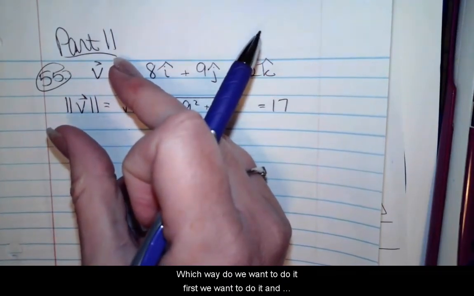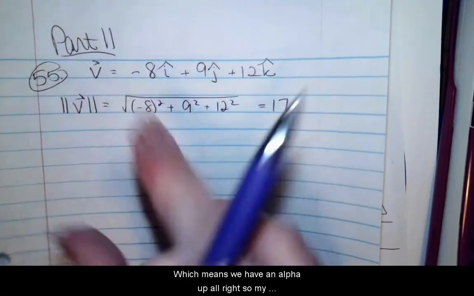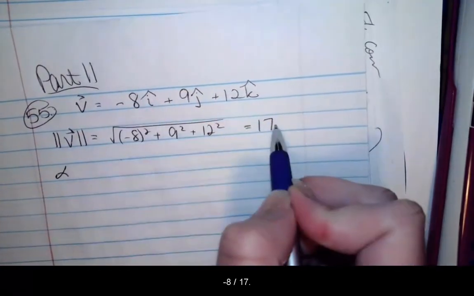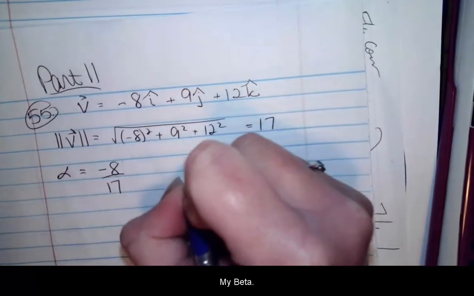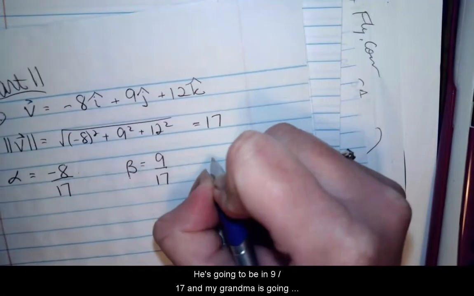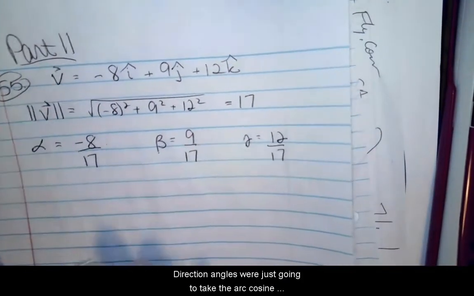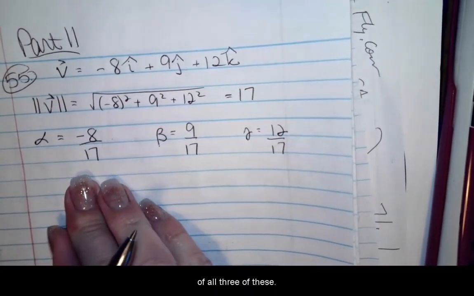We want to do it in direction angles first, so my alpha is going to be negative 8 over 17. My beta is going to be 9 over 17, and my gamma is going to be 12 over 17. And in order to find our direction angles, we're just going to take the arc cosine of all three of these.